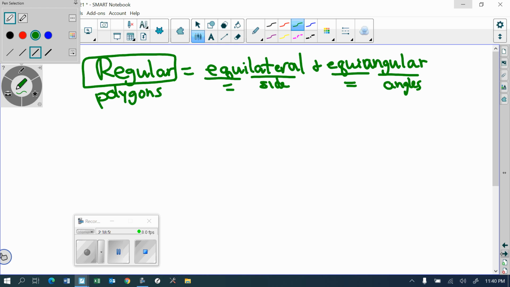So equilateral, that's regular. It means equiangular as well. All of them have to be 60 degrees. It's an equilateral triangle. Okay, where does this come into play? When we talk about rotational symmetry.